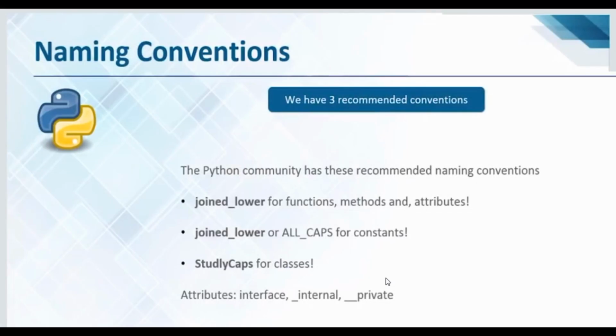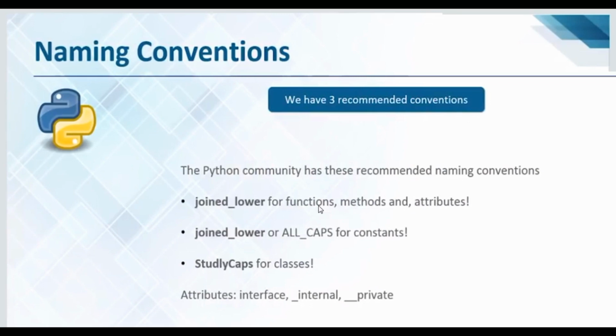Now naming conventions. There are 3 recommendations for naming conventions. Whenever you are naming a variable, you need to keep a few things in mind to make the program good, and this is a good quality of a good programmer. First of all, join lower, that means to say if there are 2 words in a particular variable name, both should be in lowercase, that is small letters.